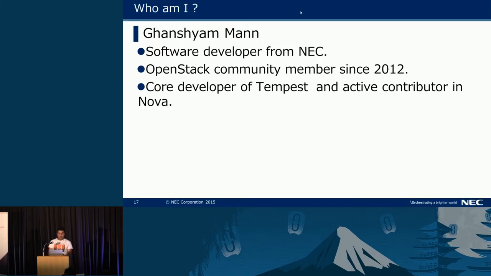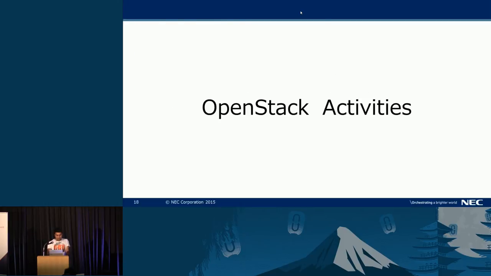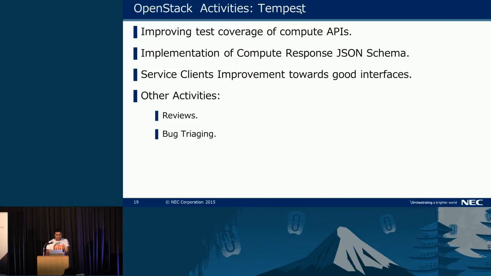I'm Ghanshyam Maan, a software developer from NEC. I've been in the community since 2012. I'm a core developer of Tempest and an active contributor in Nova. Let's start with my OpenStack activity. This is the Tempest one. I started with improving the test coverage of compute APIs, then implementation of response JSON schemas, then service client improvements, and normal activities like reviews and bug triage.